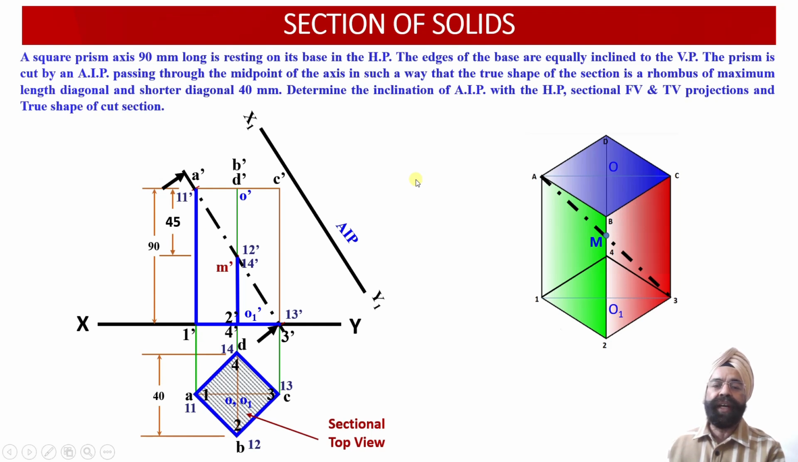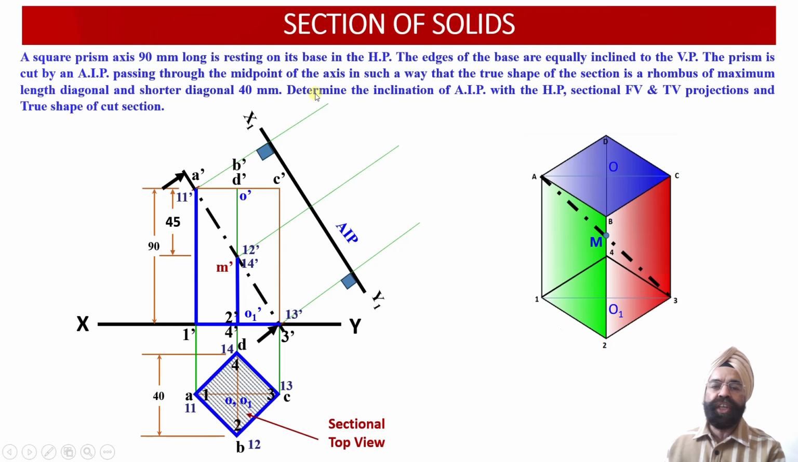So from the 4 points 11 dash, 12 dash, 13 dash and 14 dash of the cut section view which we have already obtained over here, from these 4 points we have drawn the perpendicular projectors onto the AIP x1 y1.